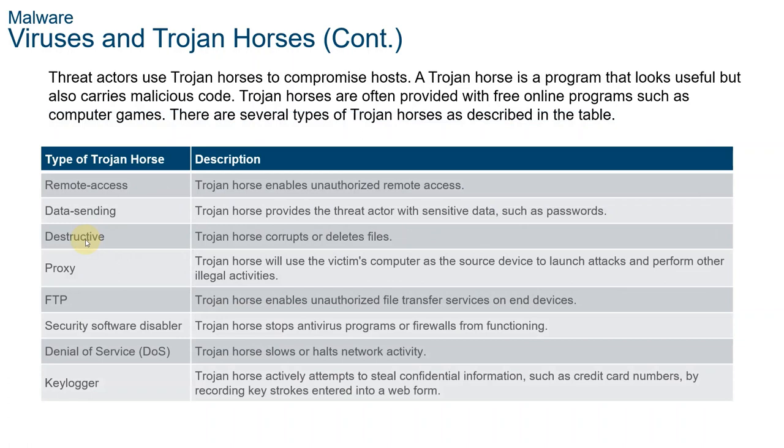Okay, so threat actors use Trojan horses to compromise hosts. A Trojan horse is a program that looks useful but also carries malicious code. Trojan horses are often provided with free online programs such as computer games. Unsuspecting users download and install the game along with a Trojan horse. Now, there are several types of Trojan horses as described in this table. This includes remote access, data sending, destructive, proxy, FTP, security software disabler, denial of service, and keylogger.